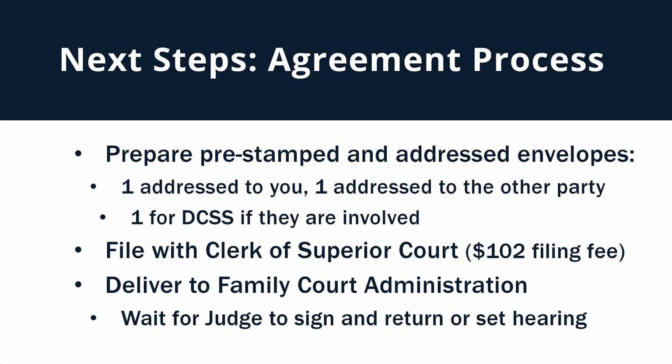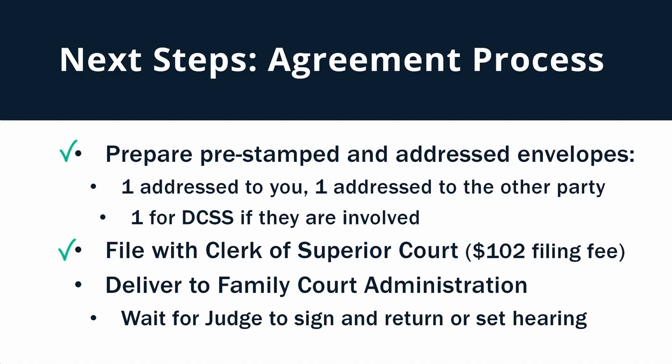You'll need to prepare 2 or 3 large envelopes with postage. 1 will be addressed to you and 1 will be addressed to the other party. If DCSS is involved, you'll need to make a 3rd envelope addressed to them. The next step is to deliver the forms to the clerk of Superior Court. You'll need to bring the original notice of lodging with attachments, a copy of the notice of lodging, and the original and all copies of the agreement.